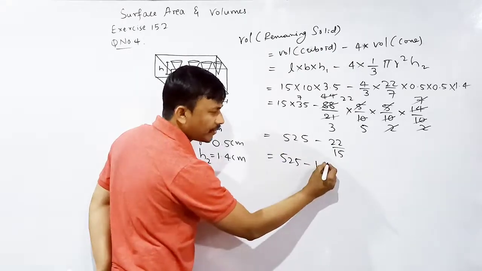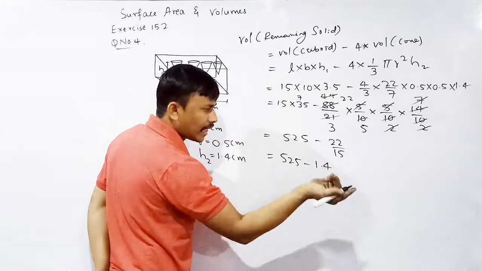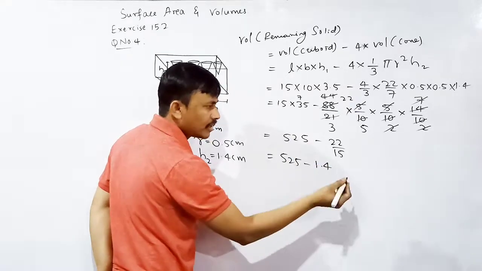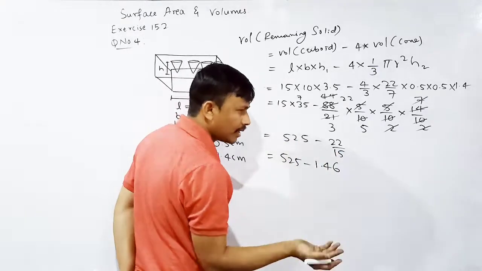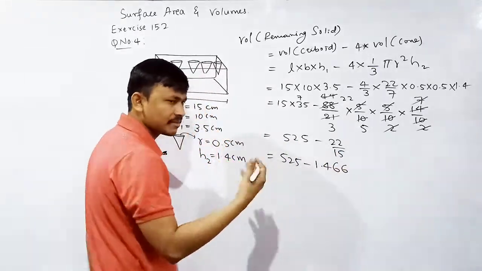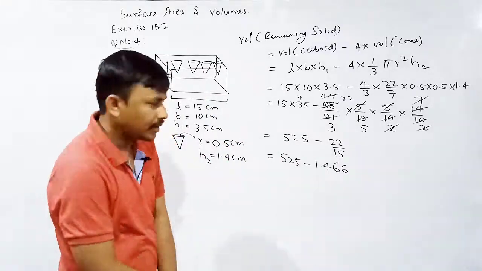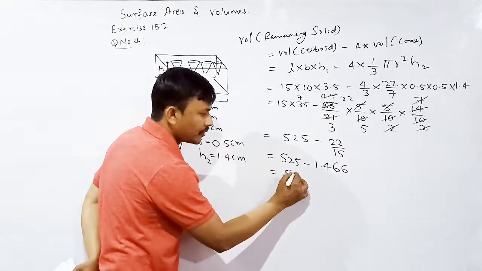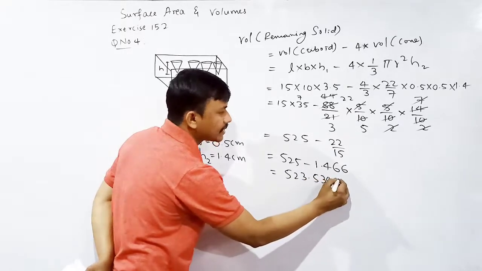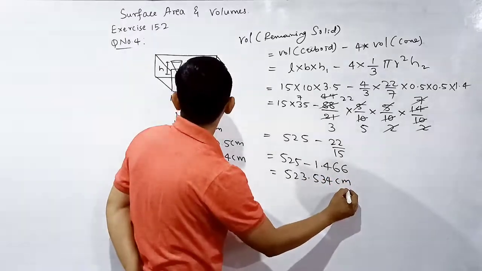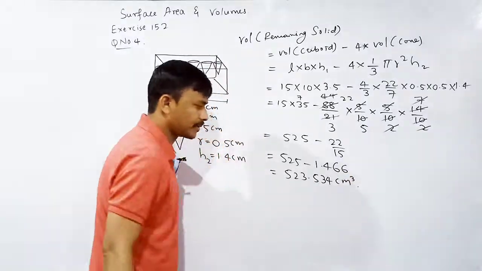7.70. 15 fours are 60. 10 remaining, 0.100. 15 sixes are 90. 10 remaining, 100. Then 15 sixes are the same. Understood? Okay, this is equal to 523.534 centimeter cube is the answer.